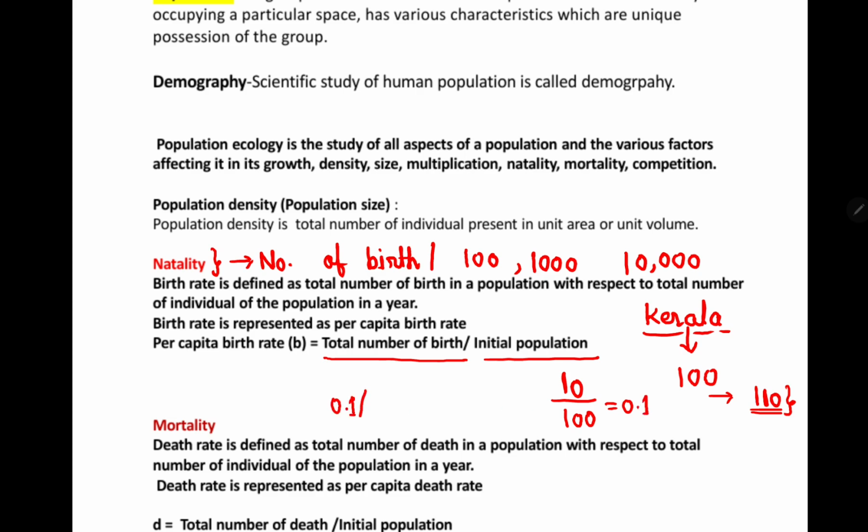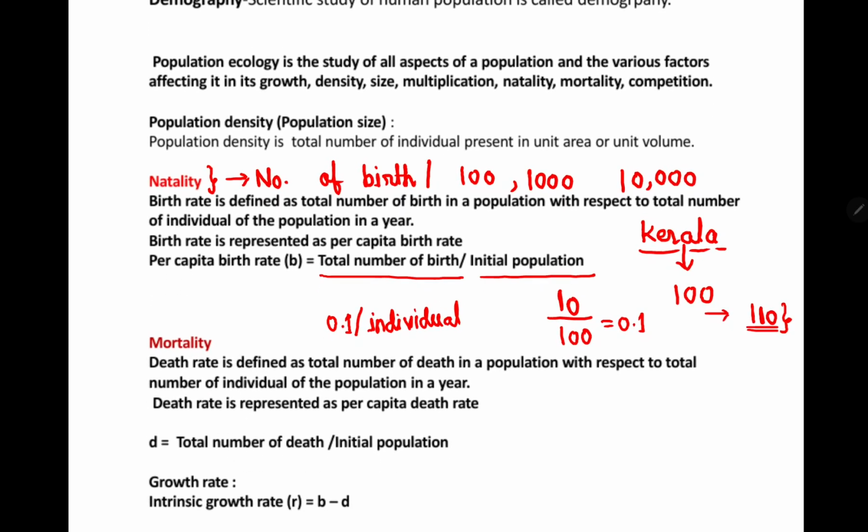0.1 per individual. If we talk about 100 individuals, then it is 10. If we talk about 1,000, then it is 100. If we are talking about 10,000, then it becomes 1,000. So this is our natality.